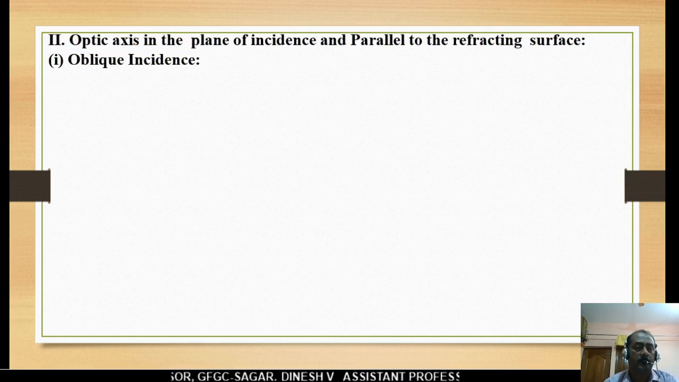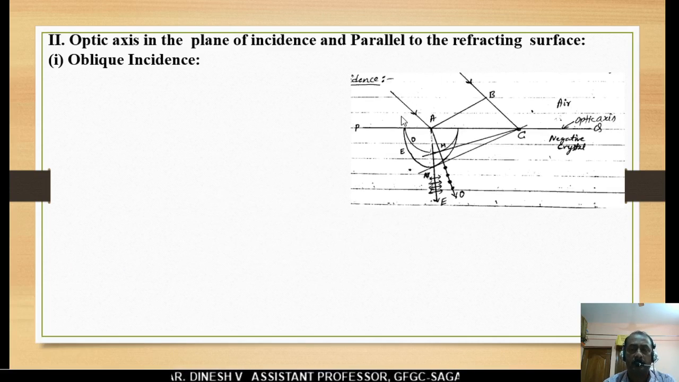Let us see the second one. The optic axis in the plane of incidence and parallel to the refracting surface of the crystal. In this situation, two cases arise. First, oblique incidence of the wavefront. Second, normal incidence of the wavefront. Let us see the first case, oblique incidence.